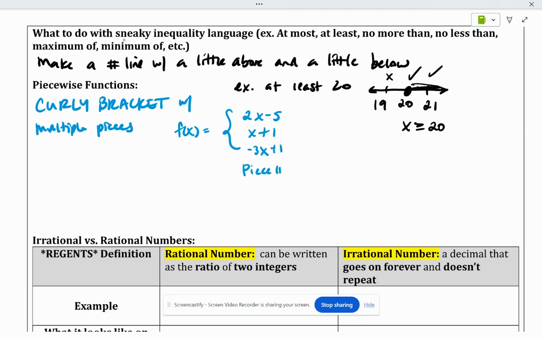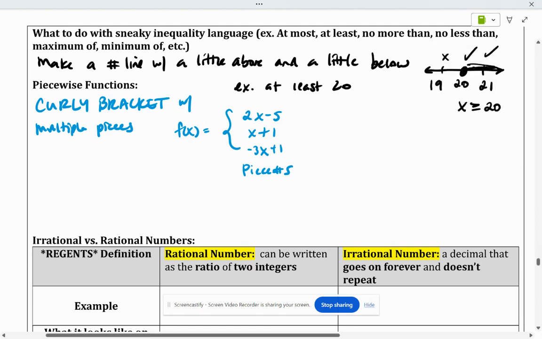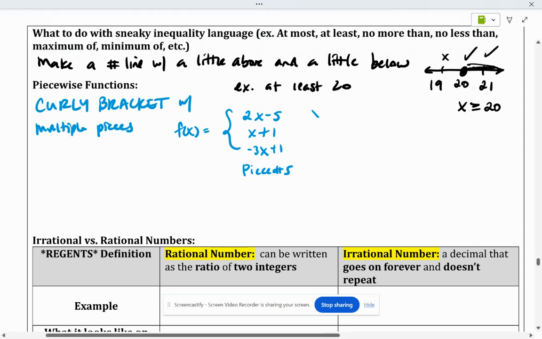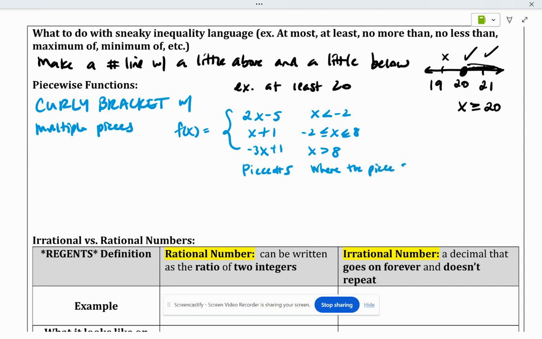All right, these are the pieces, right? So how many pieces is this graph going to have? 3, right? The number of pieces is dictated by the number of little equations that are right here. And then you have a second part, which is the inequality, and that's going to tell you where the piece starts and stops. So this could be for x is less than negative 2. This could be for between negative 2 and 8. And then this is going to be for when x is greater than 8. Okay, so this is for where the piece starts and stops.